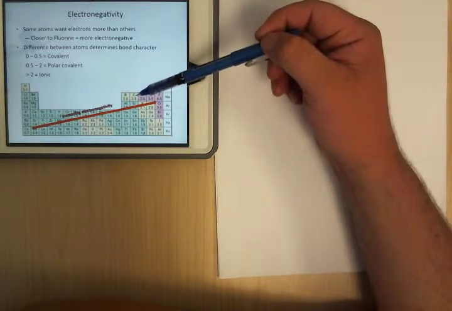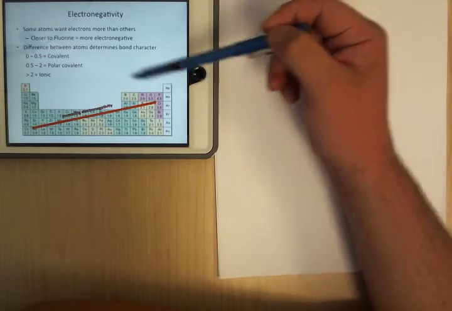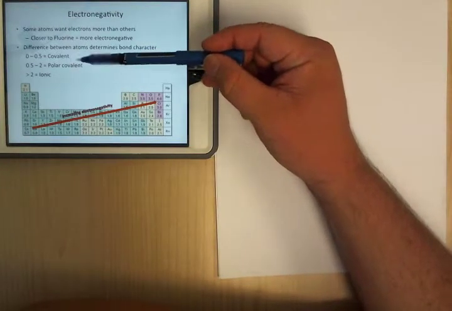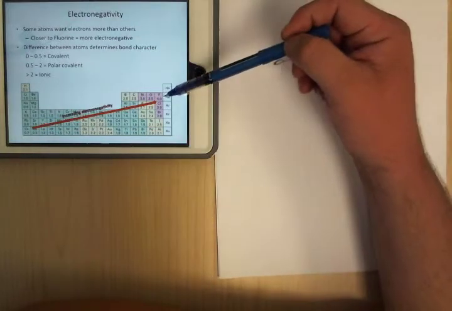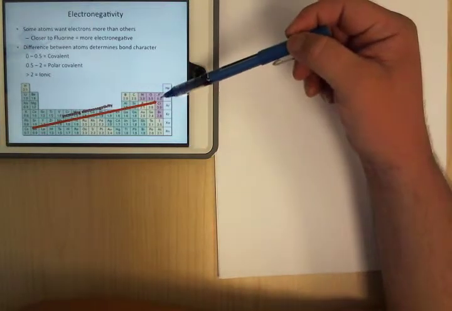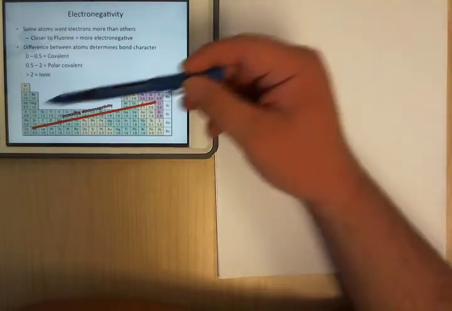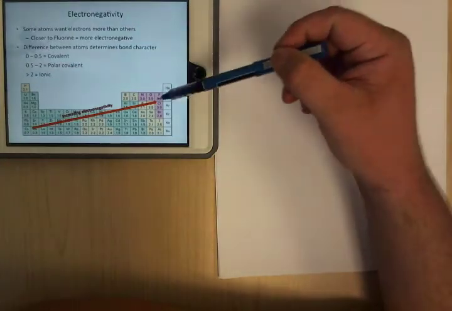So you have something like a carbon-fluorine bond. The difference here is 1.5, so that would put it smack dab in the polar covalent bond range. But if you had cesium fluoride, the difference is 3.3, so that's definitely going to be an ionic character. So you only have to look at the differences between these numbers.